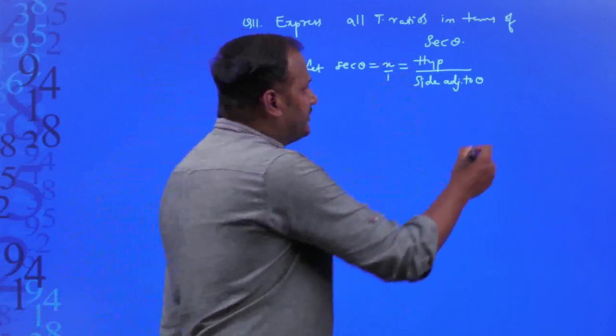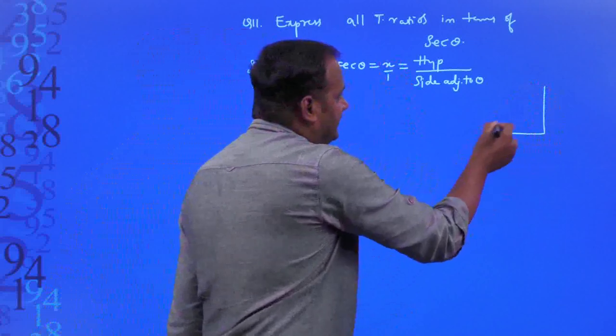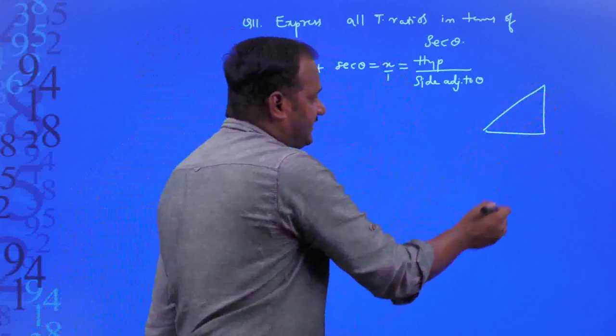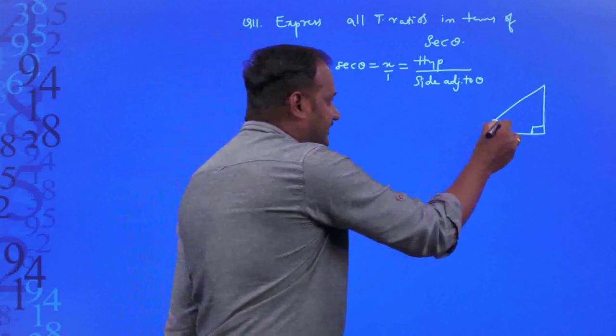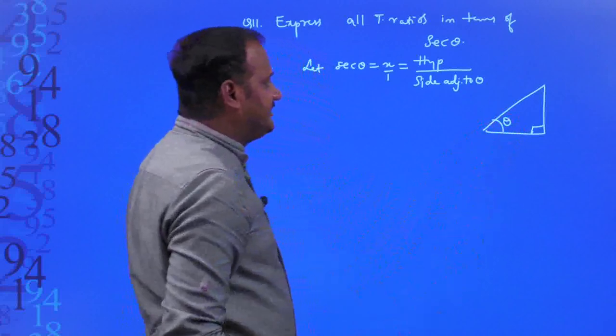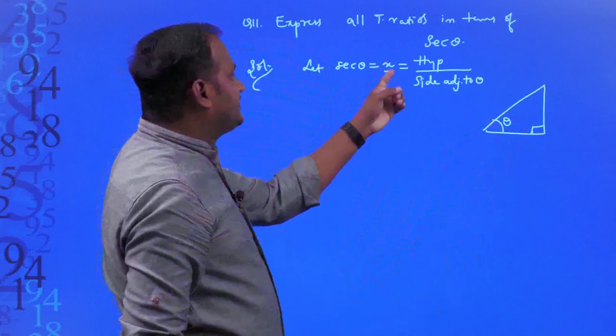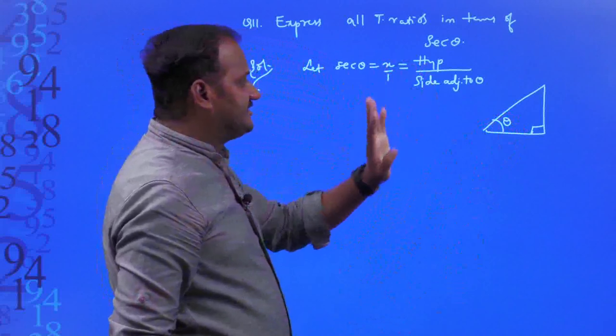For this, I am going to form a right angle triangle here. In this right angle triangle, this is the right angle, and one of the angles should be theta. So, this is the angle theta, right? Secant theta is equal to x by 1, which is equal to hypotenuse by side adjacent to theta.